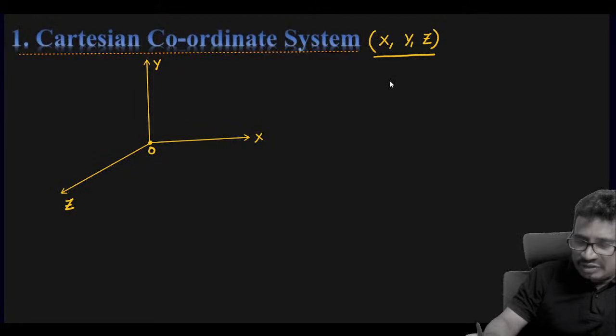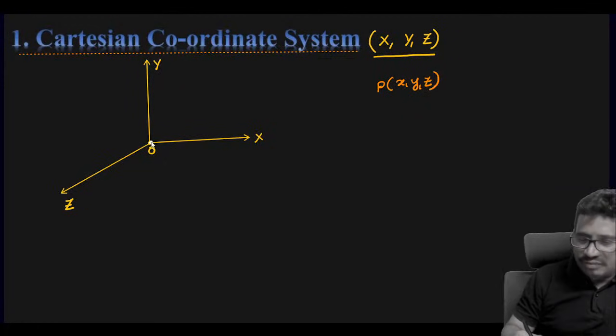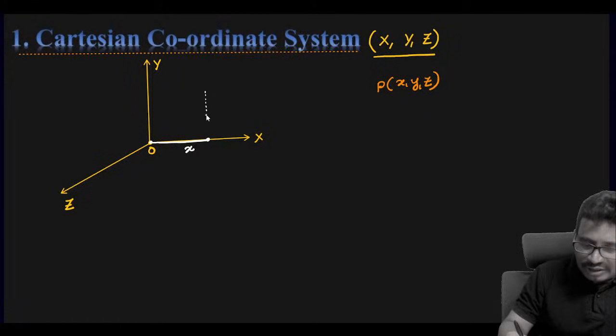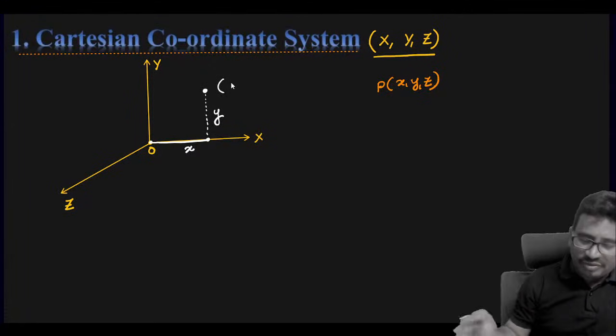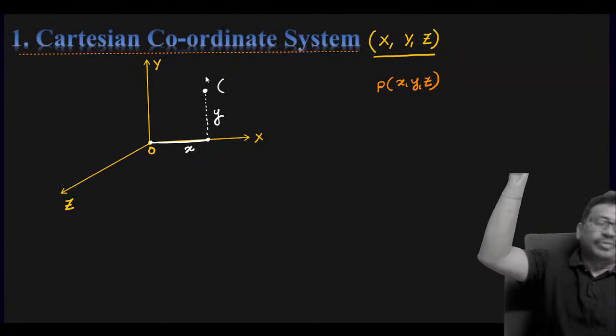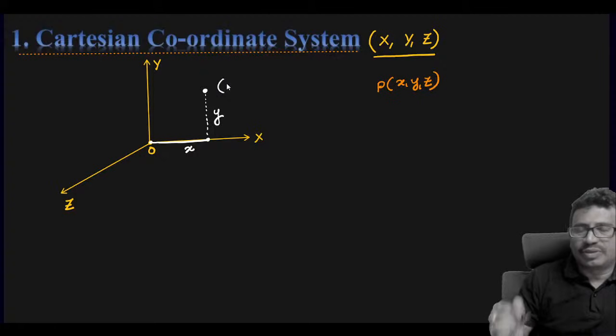Now, for example, if some point x, y, z is given, how do we locate this point? We start at the origin and move a distance of x units along the x-axis. Thereafter, we move parallel to the y-axis a distance of y units. Now the z coordinate is 0, so we are in the XY plane. Thereafter we move vertically up by a distance z. So the point is x, y, z.